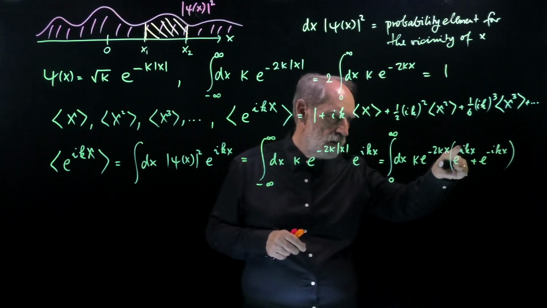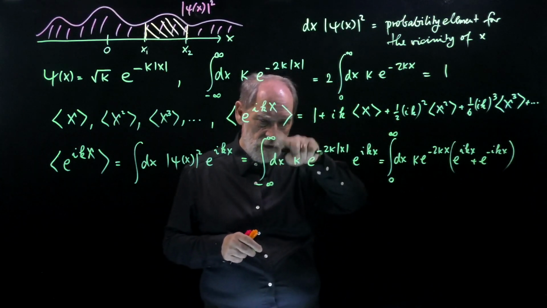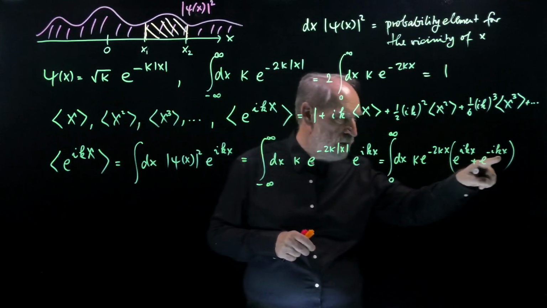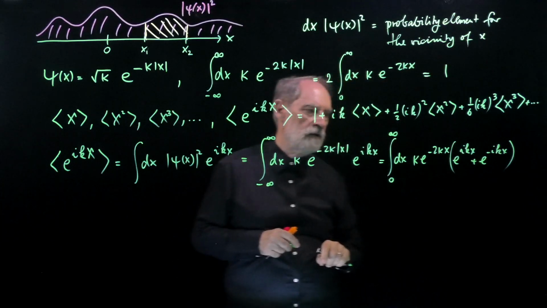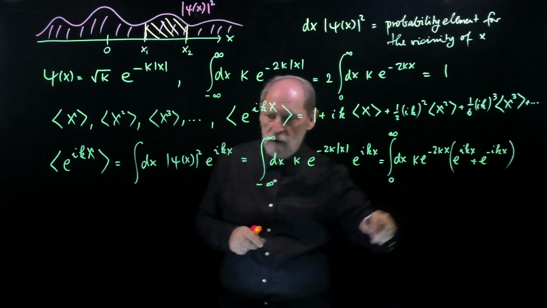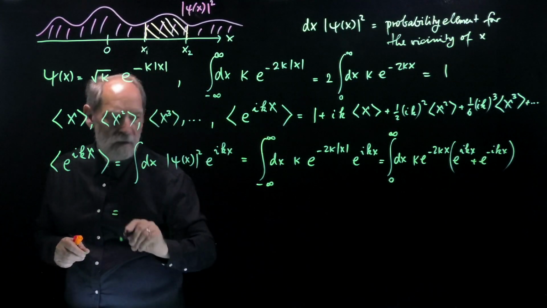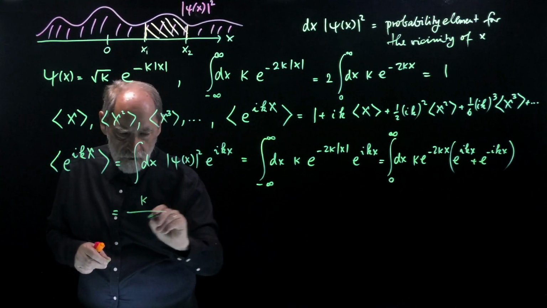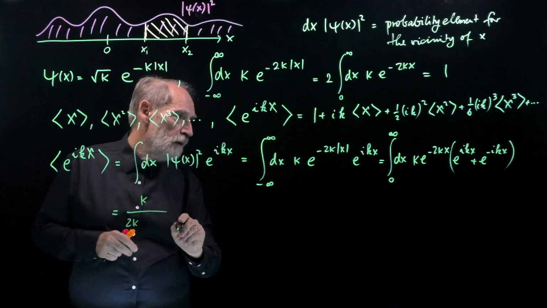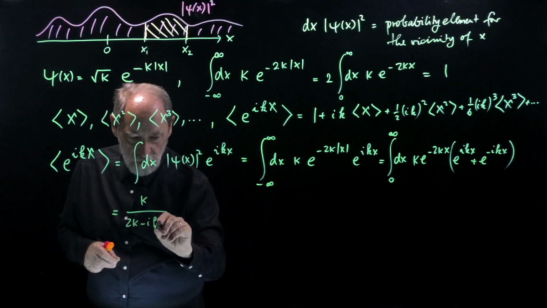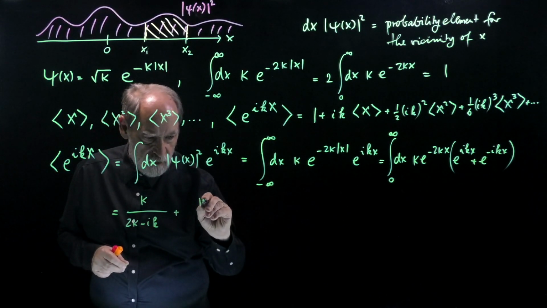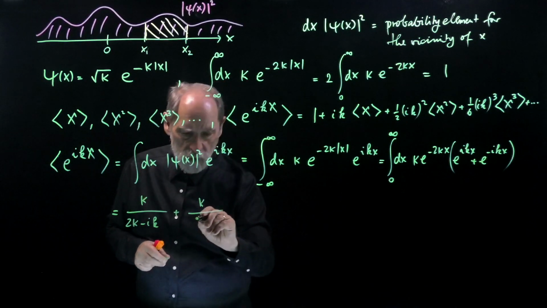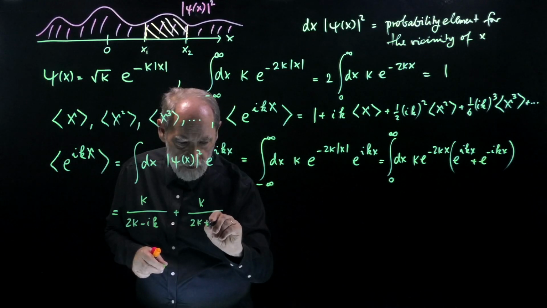So this is the term that we get for the positive axis, and this is the term that we get for the negative axis, but here parameterized with positive values of x. So this is the same thing. And these integrals are elementary. The first one is kappa divided by 2 kappa minus ik, and the second one is kappa divided by 2 kappa plus ik.